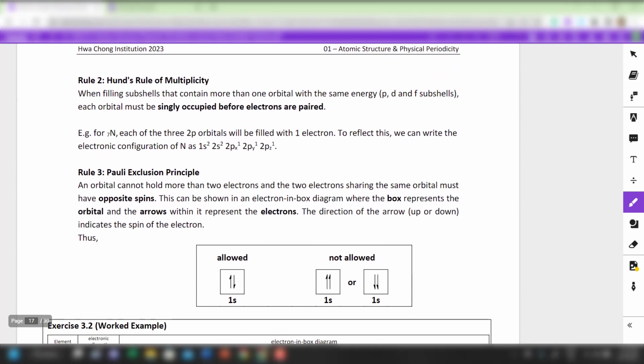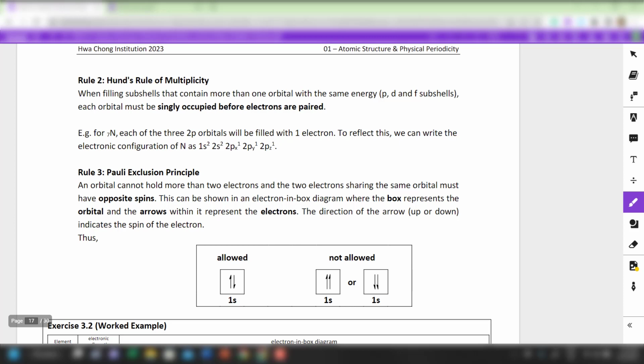For Hund's rule of multiplicity, what does it mean? Each orbital must be singly occupied first before they are paired up. So yeah, this is pretty important.